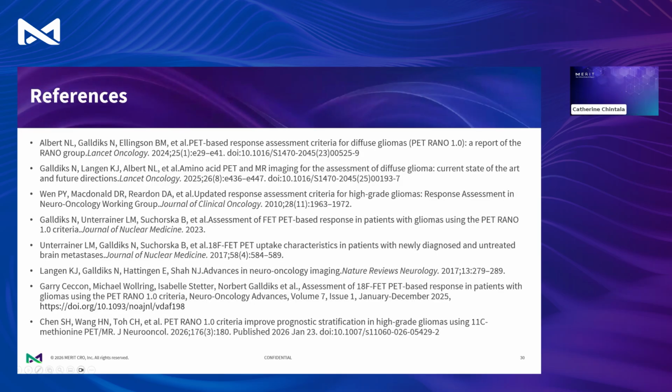Hey, thank you, Dr. Matzik and Dr. Kim, for the overview of PET RANO. I know in speaking with sponsors, it is so important to have an imaging partner that is well versed in a variety of reading criteria.